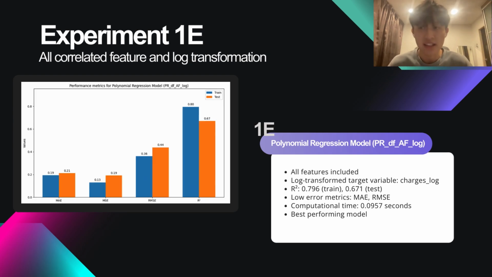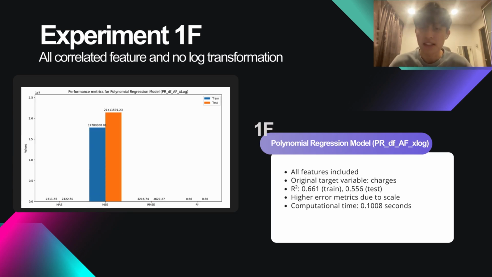Now in experiment 1E, we included all the features with a log-transformed charges log target variable. This model performed the best among all the experiments with an R-square value of 0.796 for the training set and 0.671 for the testing set. The low MAE and RMSE indicate excellent predictive accuracy in these models. The computational time was 0.09 seconds, making it efficient given the complexity. Overall, this model demonstrated the strongest performance across all the experiments.